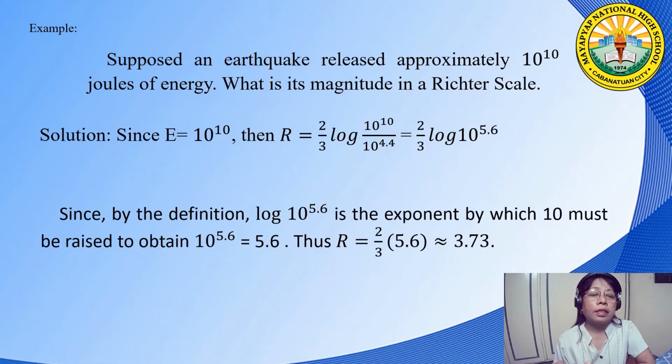5.6. Since by definition, logarithm of 10 raised to 5.6 is the exponent by which 10 must be raised to obtain 10 raised to 5.6, it equals 5.6. Thus, R equals 2/3 times 5.6, or approximately 3.73.